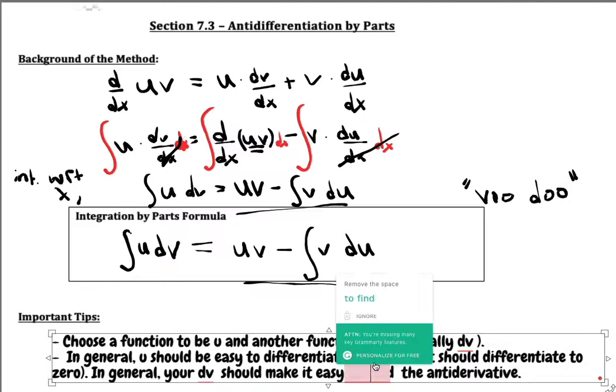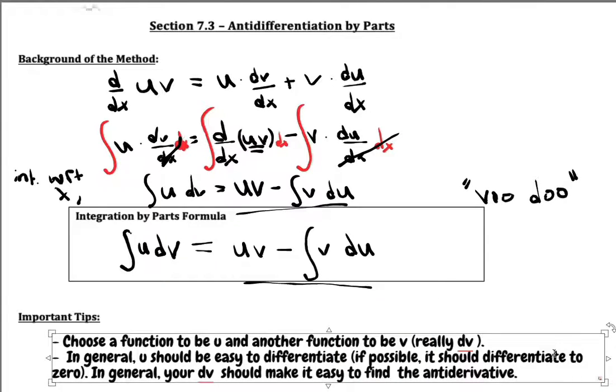Okay, and this will become more clear when we do examples in a moment. But your choice of u should be easy to differentiate, and your choice of dv, or the functions with v's in them, should be easy to find the antiderivative. And with that, let's go to some examples.